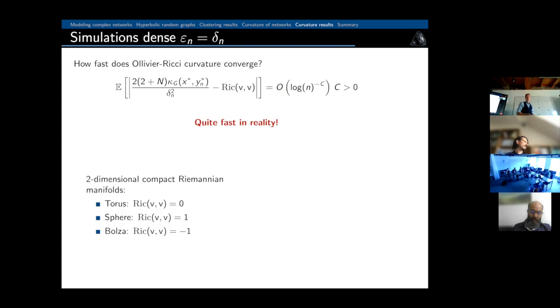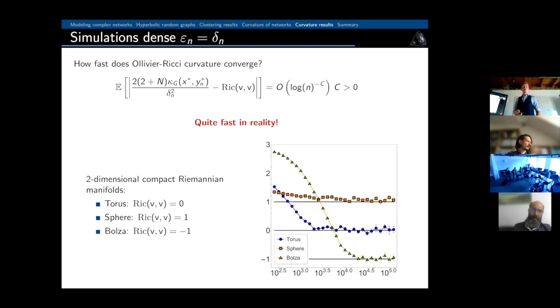So what we did is we restrict ourselves to two-dimensional compact Riemannian manifolds with different curvatures. So we have the torus, curvature 0, we have the sphere, curvature 1, and we have the Bolza surface, which is a compact manifold of curvature -1. It's a very nice surface actually, but there are some challenges if you want to compute distances there, which we also had to solve. And then you can compute. So here are some simulations.